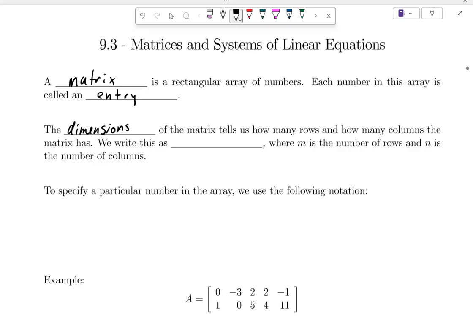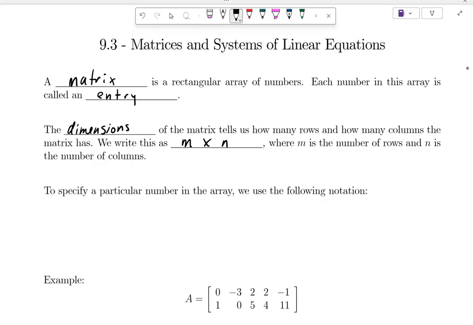The way we write it in general, if m is the number of rows and n is the number of columns, we'll write m, which looks like a times sign, n. We say m by n. So it's an m by n matrix. M is the number of rows. N is the number of columns. So the number of rows comes first, and the number of columns comes second. Okay? That's the notation we use.